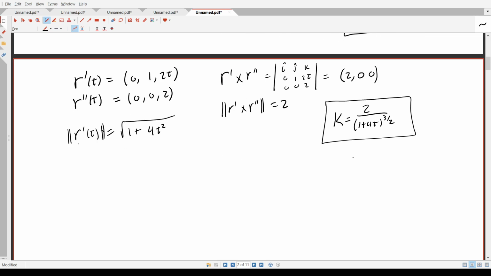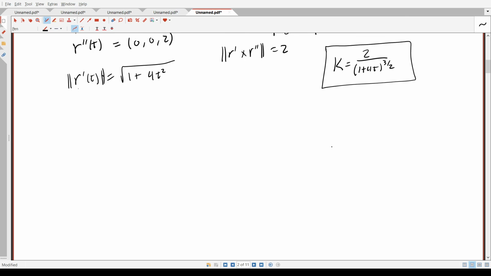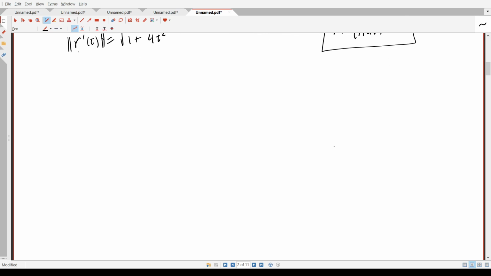Okay. Those are really the two formulas you need to know about curvature. I don't think we're going to be doing much else with that. So the next thing I was going to talk about was the components of velocity and acceleration.